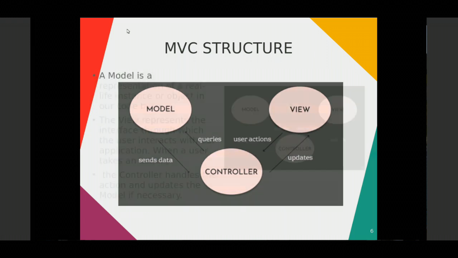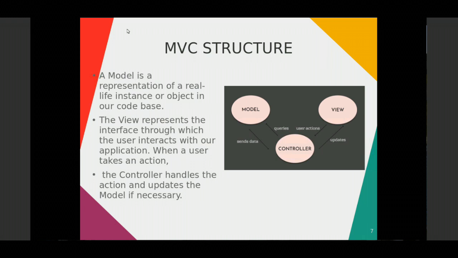More about the MVC structure. A model is a representation of a real-life instance or object in a code base. The view represents the interface through which the user interacts with the application. When the user takes an action, the controller handles the action and updates the model if necessary.